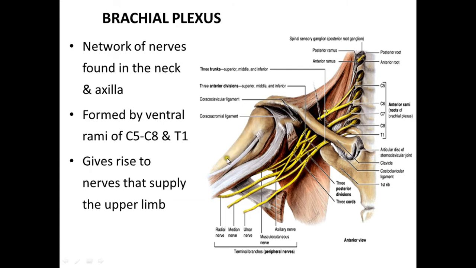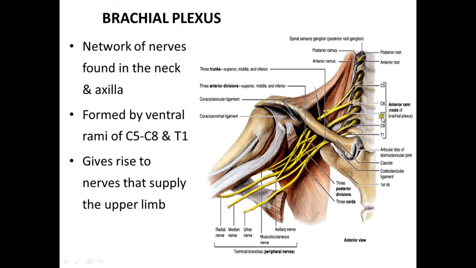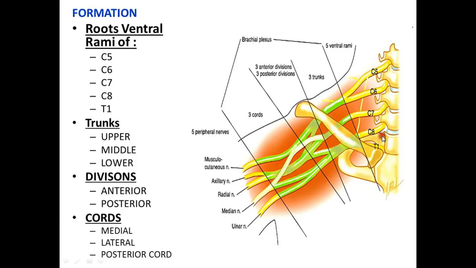The arm is also known as the brachium, the forearm is also known as the antebrachium, and the nerves emerging from this plexus supply the whole of the upper limb, that is, the brachium portion, the antebrachium portion, and the hand portion. The brachial plexus is formed by the ventral rami of C5, C6, C7, C8 and T1, which give rise to nerves that supply the whole of the upper limb.